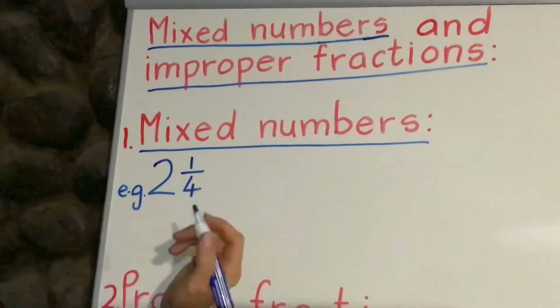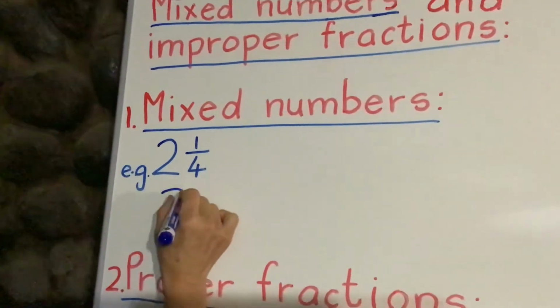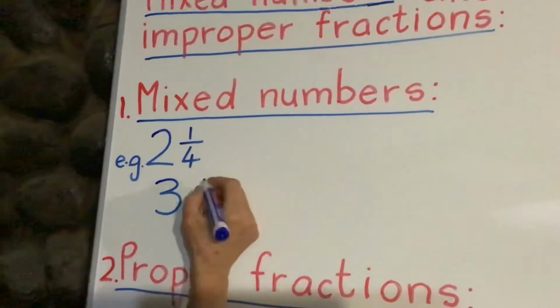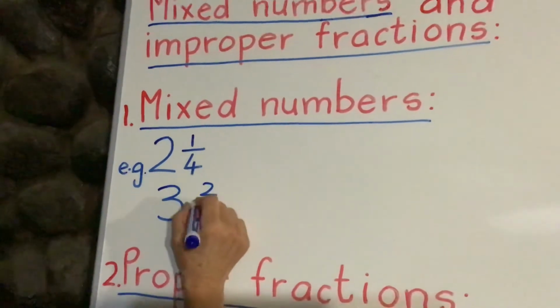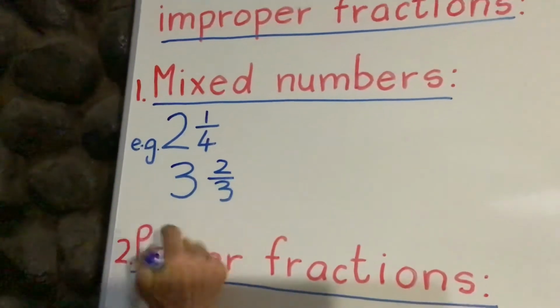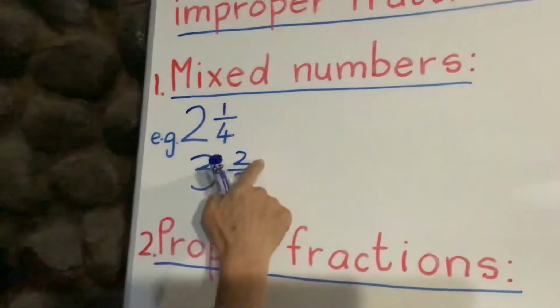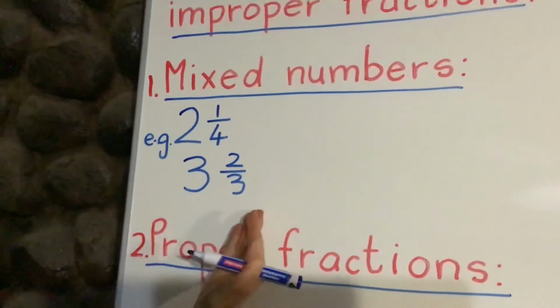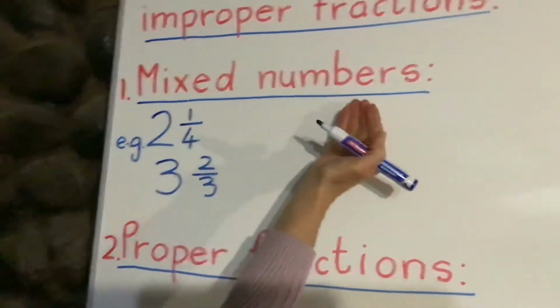Okay, let's look at another one. It's got a whole number and it's got a proper fraction next to it. So here we have 3 2/3, and this once again we call a mixed number.